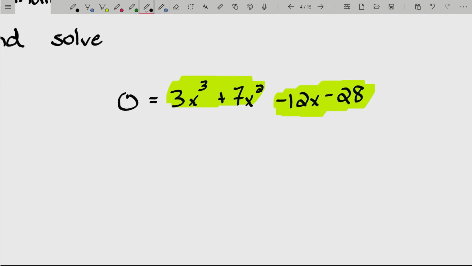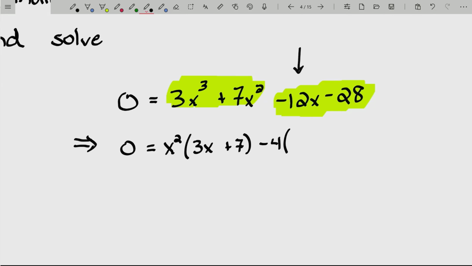In that first group, well, you can factor out an x squared, and you're left with a 3x plus 7. In the second group, you can factor out a negative. Let's see, they're both divisible by 4, so I'll factor out a negative 4. If you divide that by a negative 4, you get 3x. If you divide that by a negative 4, you get a plus 7.